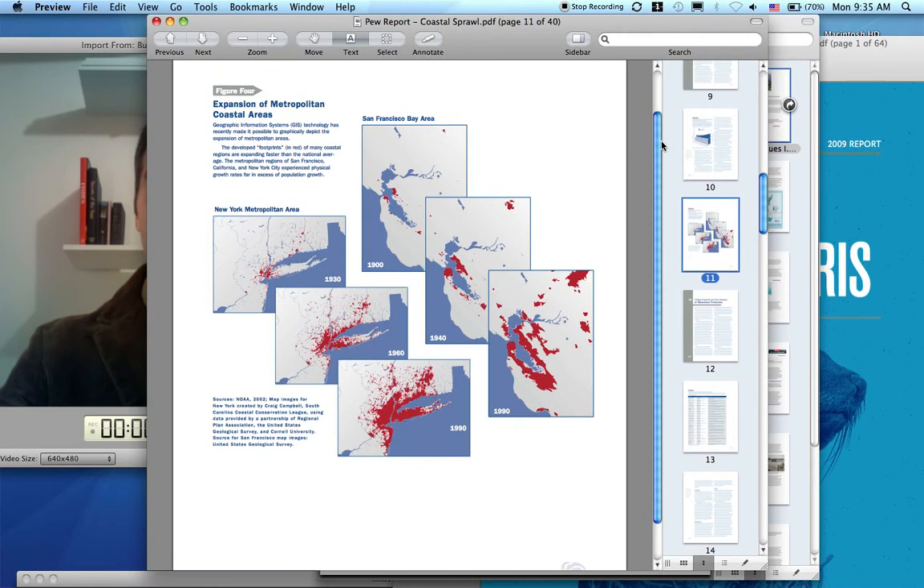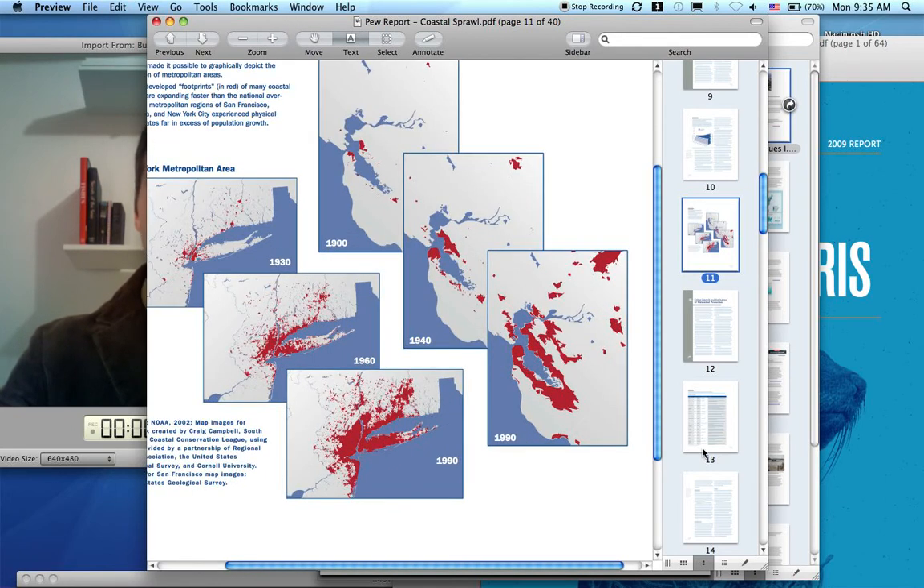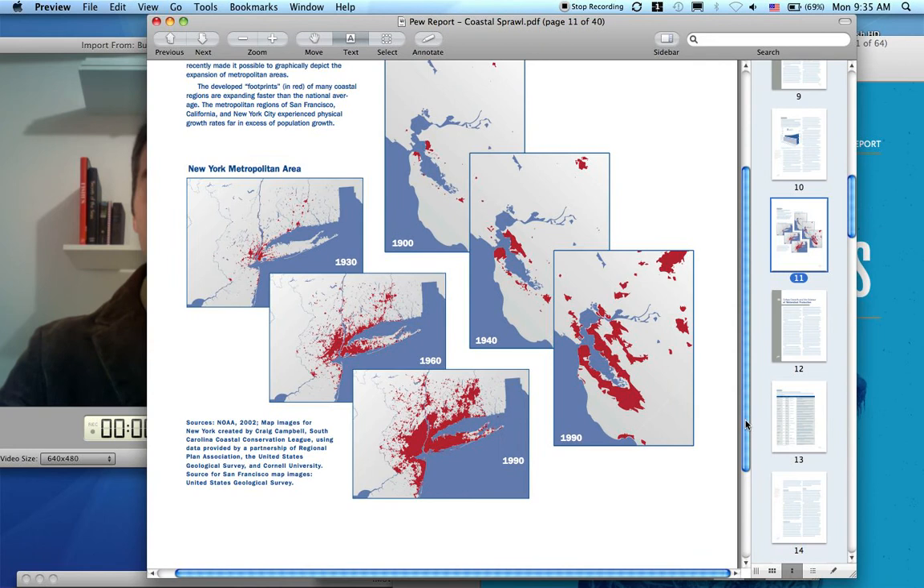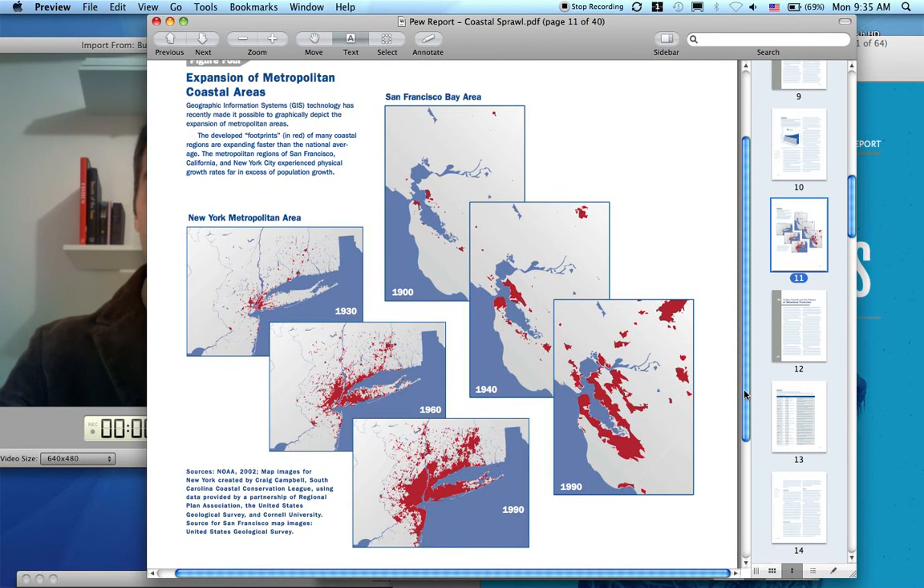They've made use here of what's known as GIS, Geographic Information Systems, which is really a fantastic tool that's now being used to study just such things. Here they've actually been able to plot changes in the San Francisco Bay Area and the New York metropolitan areas. What it essentially shows is how these urban areas have grown through the ages.